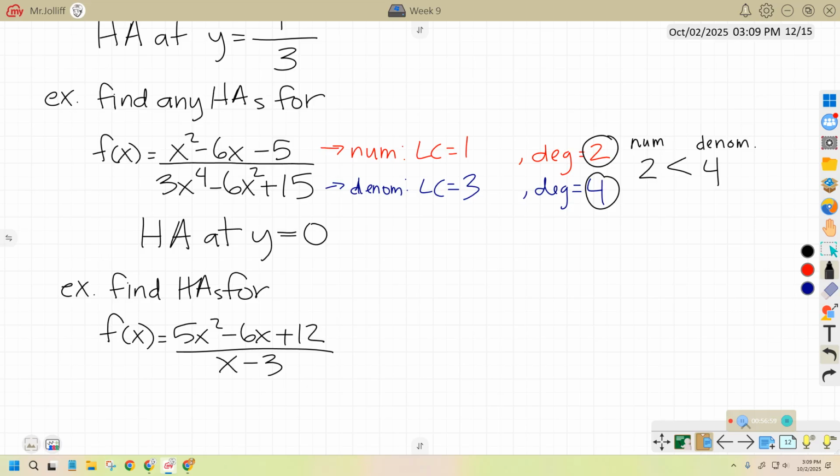So we want to find the HAs for f of x equals 5x squared minus 6x plus 12 over x minus 3. So rapid fire, yes, this is in general form because the exponents are in decreasing order. For my numerator, I have a leading coefficient of 5 and a degree of 2. For the denominator, I have a leading coefficient of 1 and a degree of 1. Very boring polynomial.